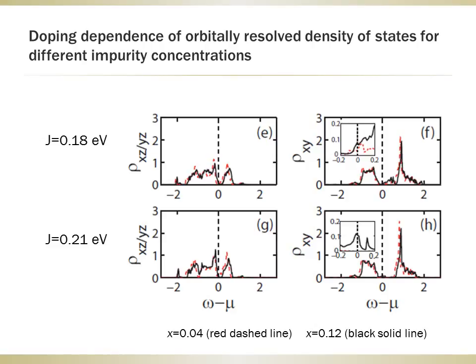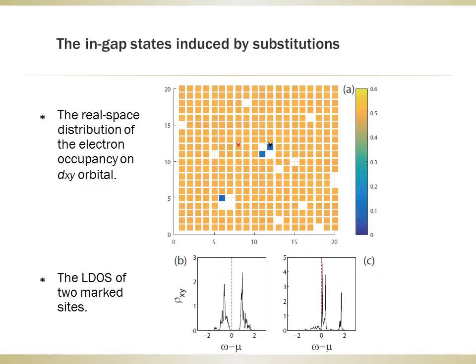Another interesting finding is that the substitution will induce in-gap state in the XY orbital when the system is in the orbital-selective Mott phase. By observing the real space fluctuation of charge density, we found that the occupancy of the XY orbital varied from half-filling at some discrete iron sites, which are indicated by the blue square in the figure above. As a result, local density of states of these points will be greatly changed.